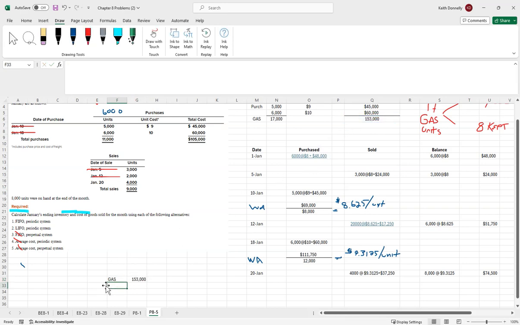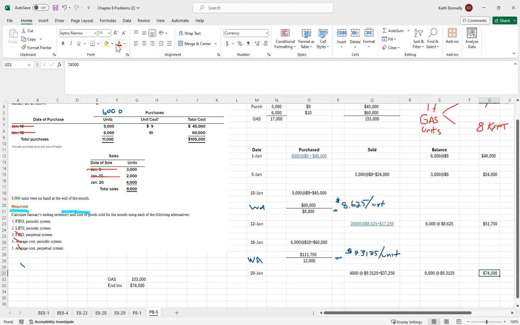So if we run the numbers on this, our goods available for sale is $153,000. If we can figure out our ending inventory right over here, $74,500, the difference between those two is going to give us our cost of goods sold.